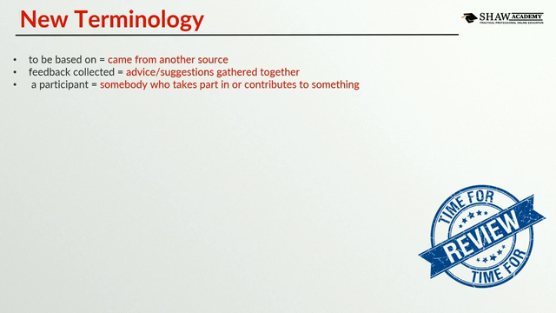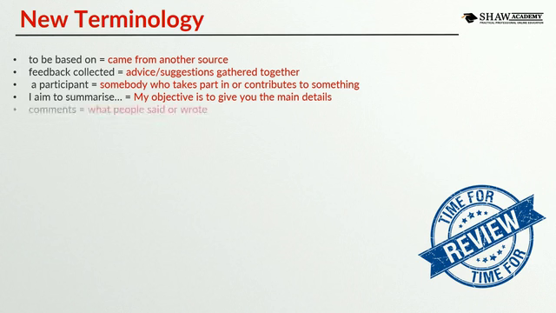A participant is somebody who takes part in or contributes to something. So you are all participants in this webinar. I aim to summarize means my objective is to give you the main details. Comments are what people said or wrote. Recommendations are, of course, suggestions. Favorably means positively, so they looked on the program favorably, they looked on it positively.